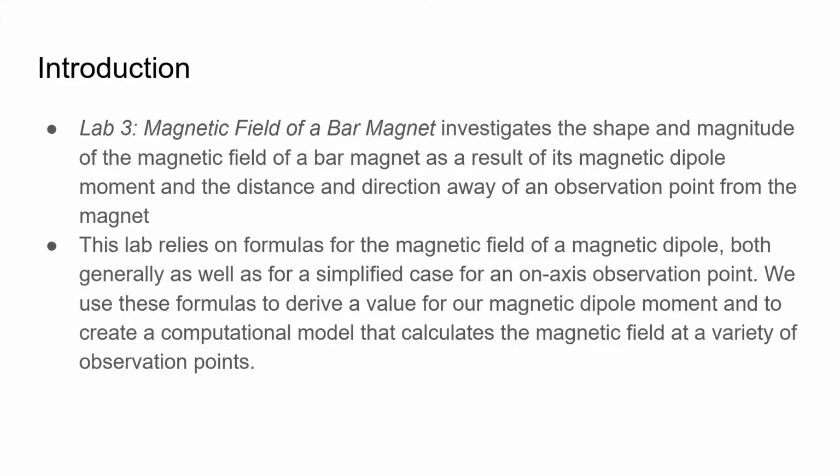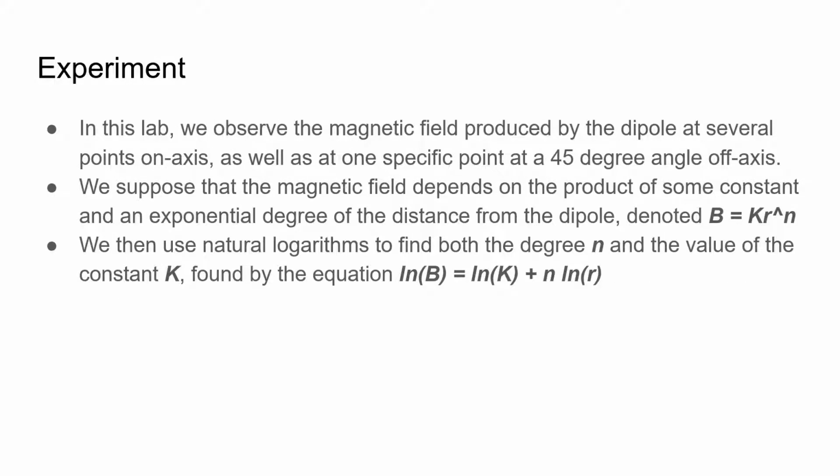And we use these formulas to derive a value for our magnetic dipole moment and to create a computational model that calculates the magnetic field at a variety of observation points. This lab will observe the magnetic field produced by the dipole at several points on axis, as well as at one specific point at a 45-degree angle off axis.